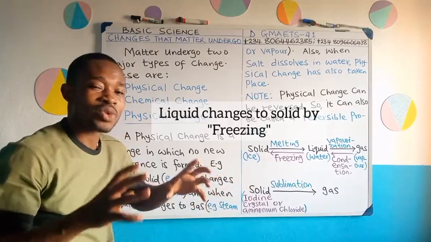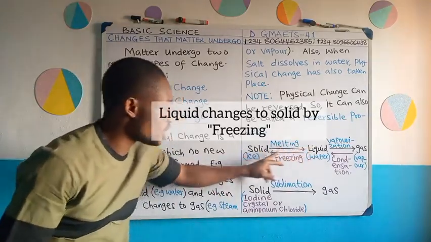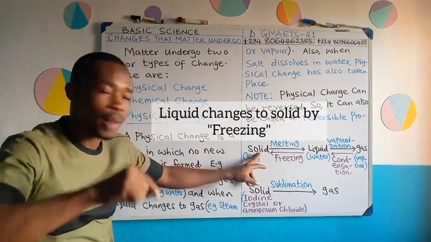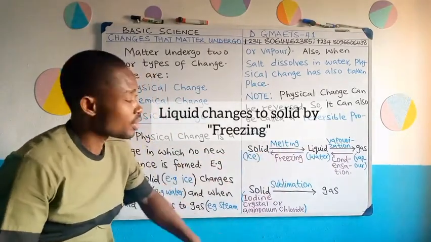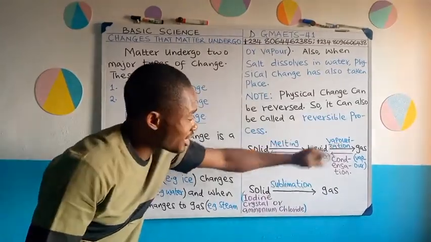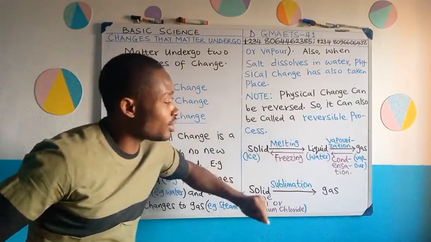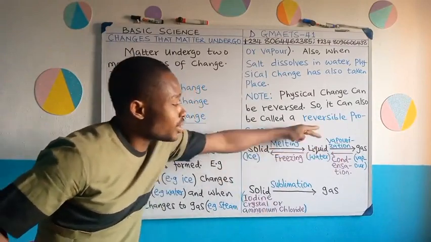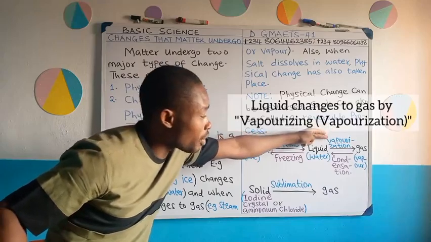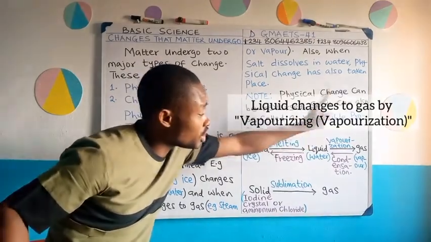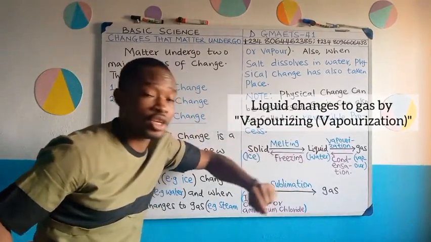That means that whenever liquid is changing to solid, what is happening is called what? Freezing. Now let us look at liquid to gas. If liquid is changing to gas, you can see the arrow pointing to that gas there with the black line. What is happening there? The process is called vaporization. So when liquid changes to gas, we call it vaporization.